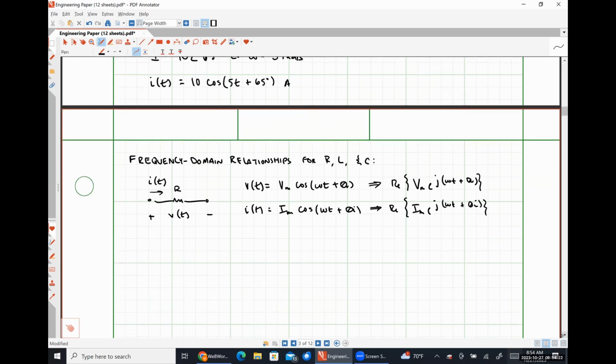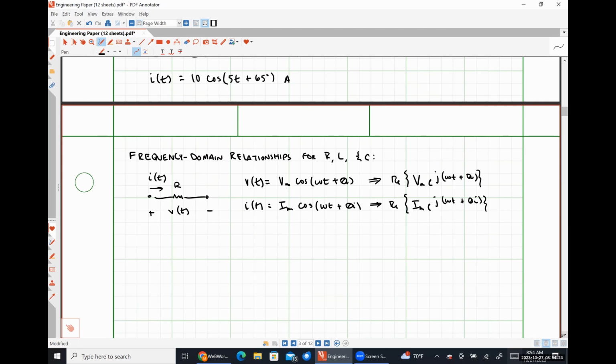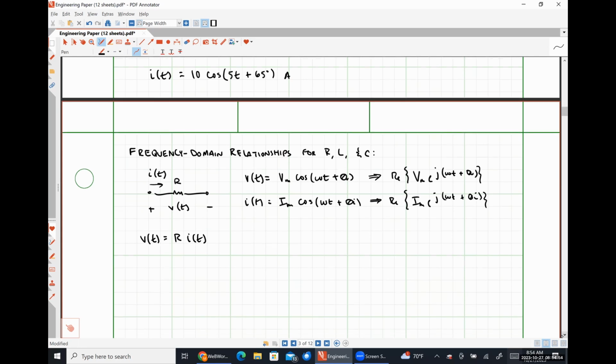So what is the relationship between voltage and current for a resistor in the time domain? Ohm's law, yeah. So we could say that V of t is equal to R times I of t. This is nothing more than Ohm's law. Are we all okay with this? So all I'm going to do is substitute in that complex number relationship, okay?